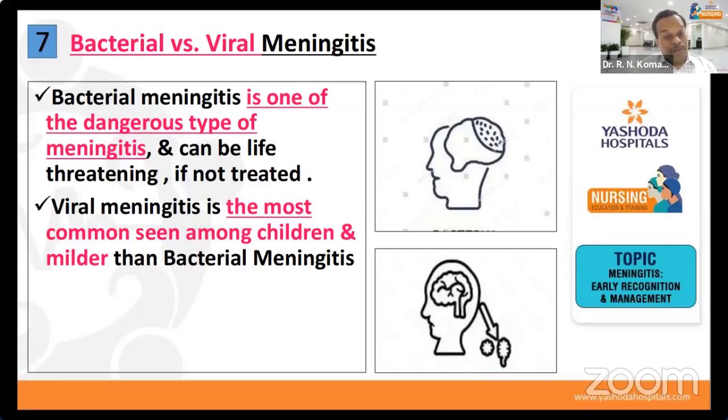And pregnancy is an immunocompromised state. Pregnant women's immunity will be very, very low compared to the non-pregnant population. So these pregnant women are again more prone to infections of the brain or infections anywhere in the body. That is the reason they have to be very, very careful.